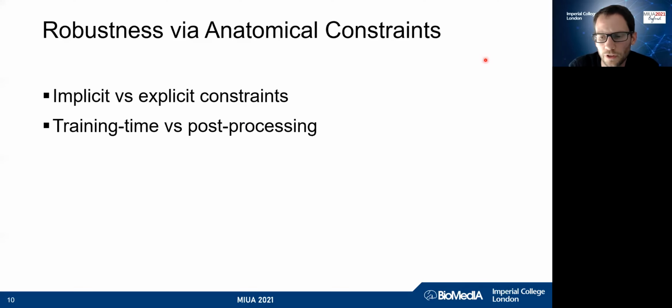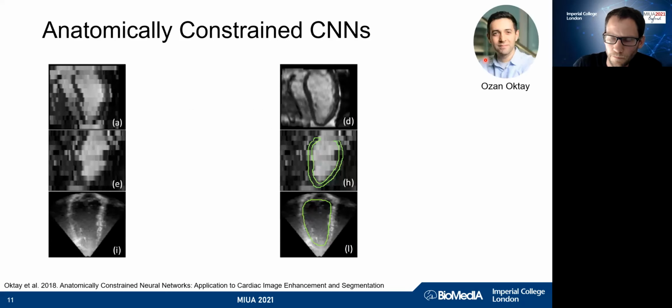But today I want to focus a little bit more on the other line of works, which is about putting anatomical constraints into these machine learning algorithms. And we can do this in different ways. So we can look at implicit versus explicit constraints, and we can look at training time and post-processing. So let me start with some work by Ozan Oktay, who was a PhD student and RA in our group a few years ago. He's now a research scientist at Microsoft Research Cambridge. And he has been working on these anatomically constrained CNNs, or ACNNs.